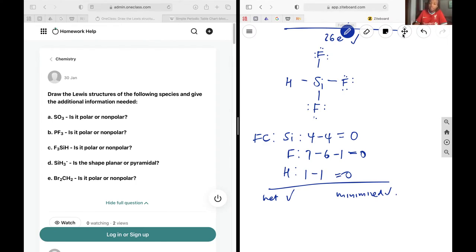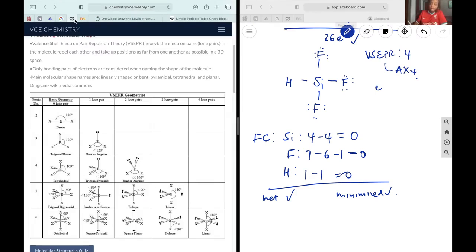Now I go on to my VSEPR theory. I need to find my steric number. So figure out how many terminal groups I have on my central atom. I have 4 bonding pairs. Its notation will be AX4. And that means that when I pull up the chart, my electron geometry is going to be tetrahedral. And so my molecular geometry, because I don't have any lone pairs, so just go to steric number of 4, 0 lone pairs, tetrahedral, tetrahedral.